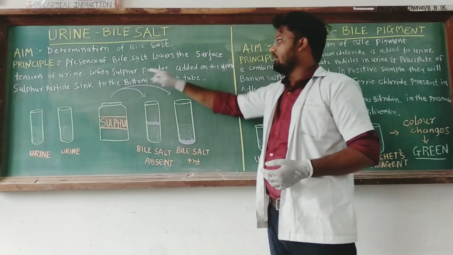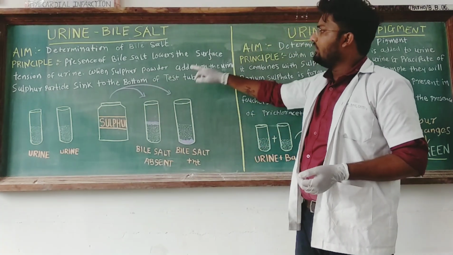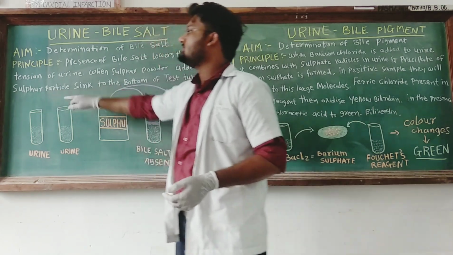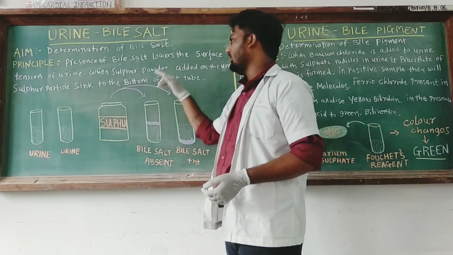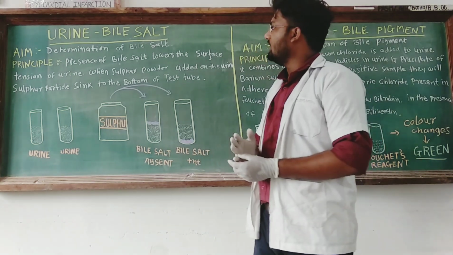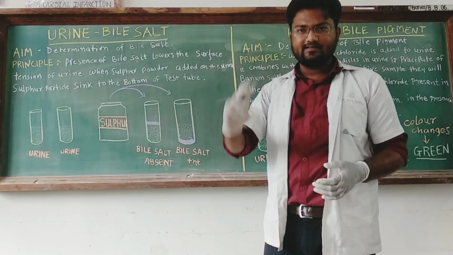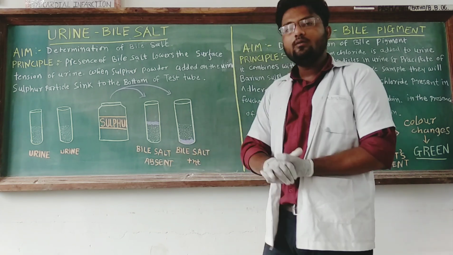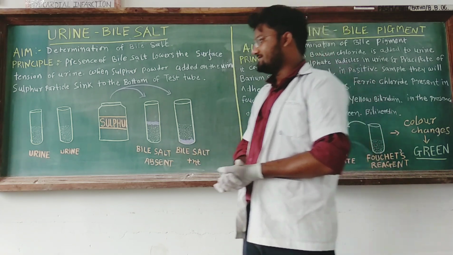When sulfur powder is sprinkled or added on the urine, sulfur particles sink to the bottom of the test tube. That means if bile salt is present in our sample, the sulfur particles sink to the bottom. Now we are saying the procedure.